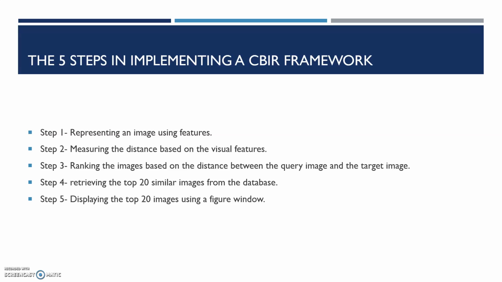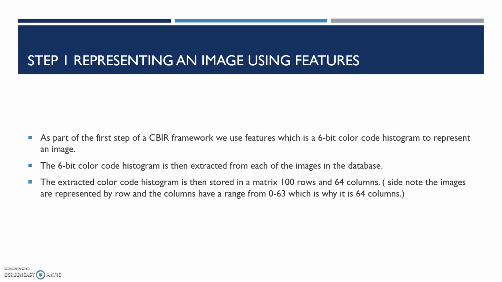So in the CBIR framework, it has 5 steps. The 5 steps are step 1, representing an image using features. Step 2, measuring the distance based on the visual features. Step 3, ranking the images based on the distance between the query image and the target image. Step 4, retrieving the top 20 similar images from the database. Step 5, displaying the top 20 images using a figure window.